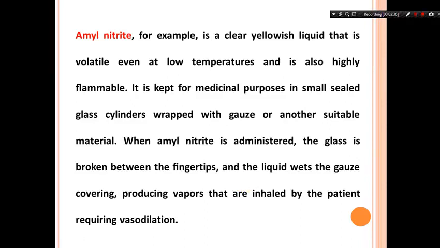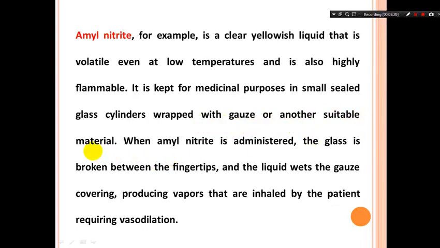One of the examples is amyl nitrite. This substance is a liquid that is volatile even at low temperature. So when we come to formulate or design a dosage form for this material, we should keep this material in a small sealed glass cylinder wrapped with gauze or another suitable material.